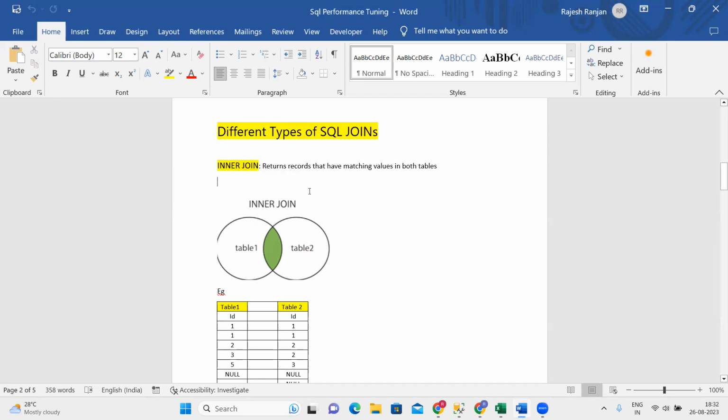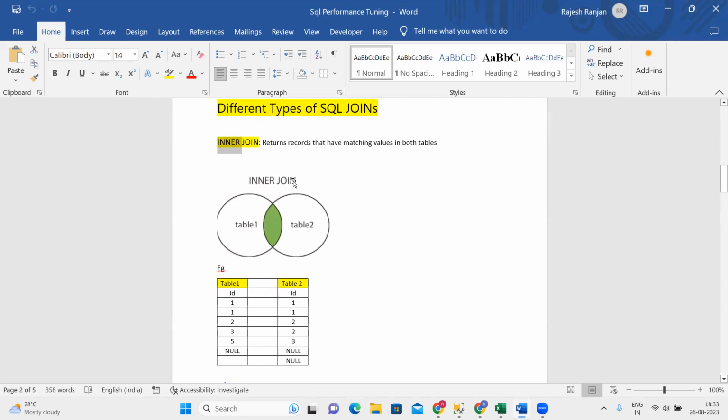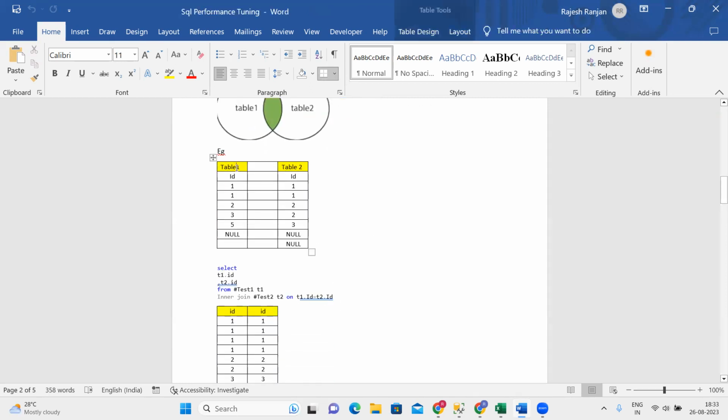So inner join, what does it mean? Inner join means suppose you have two tables. Table one has some records and table two has some records. When you apply the inner join, it gives you the matching records from both tables. Say in table one we have an ID, and in table two we have an ID. One column I have taken for that example.